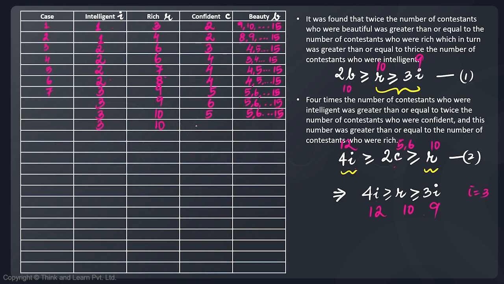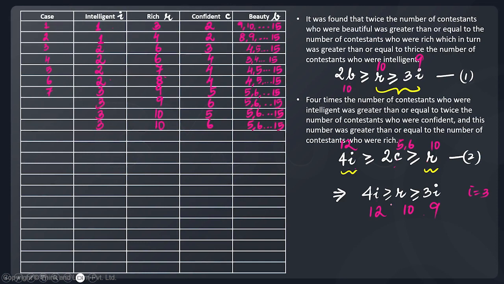I still being 3, R being 10, 2C being 12. So this can be 6. So 6 again. And B can still be from 5 up to 15. Very much possible. So we are done with the cases where R changes from 3 to 10.